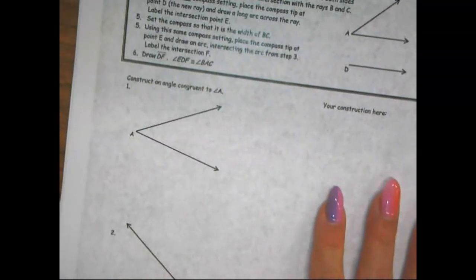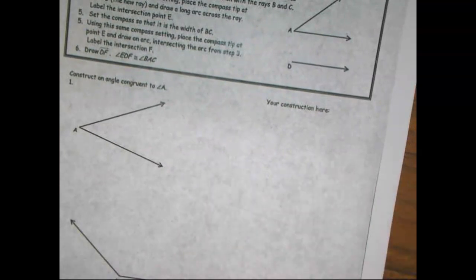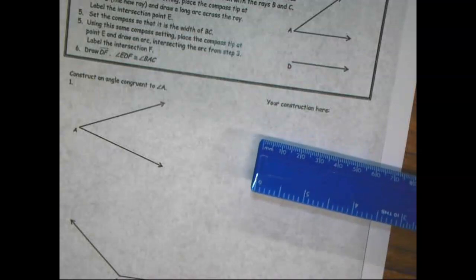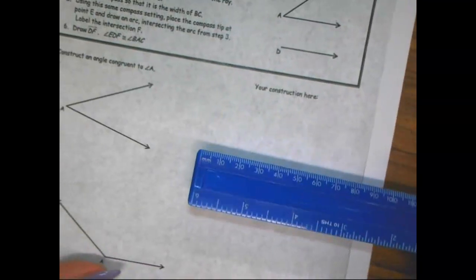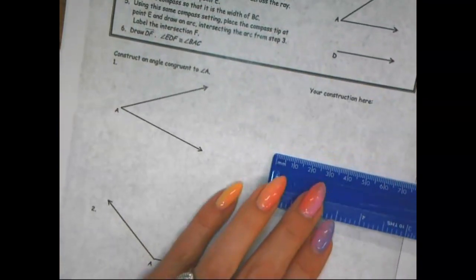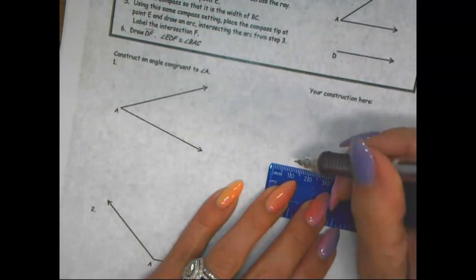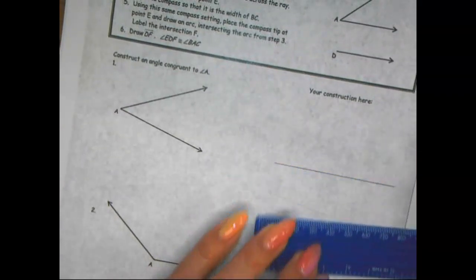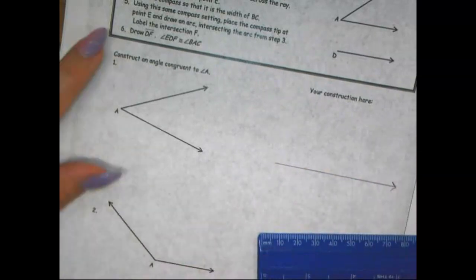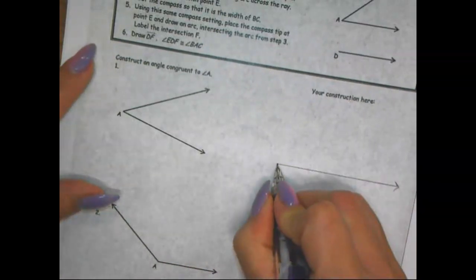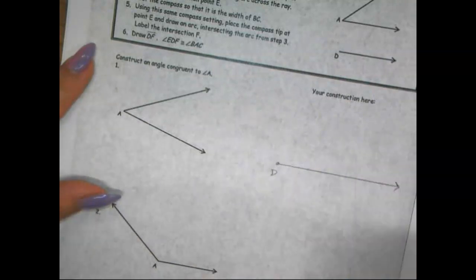All right, next one. Construct an angle congruent to a given angle. So similar to copying a segment. First, I'm going to start with a ray. Okay. And this is going to be DF, so I'm going to put D right here.